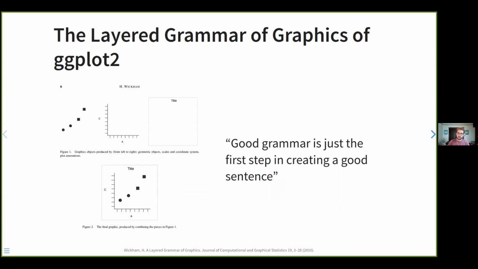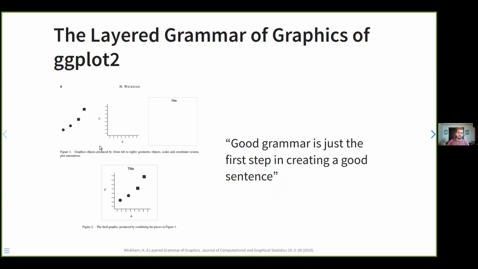The idea of this grammar is that it makes everything consistent and flexible, and so you can easily change out individual layers to customize your plots or to reuse code. That makes it very easy to make changes or tweaks to your graphics over time to improve them.